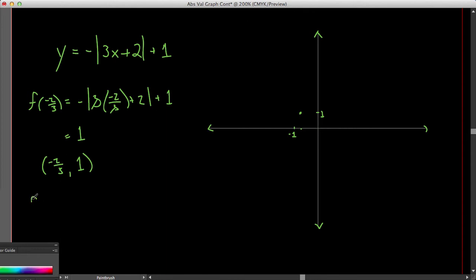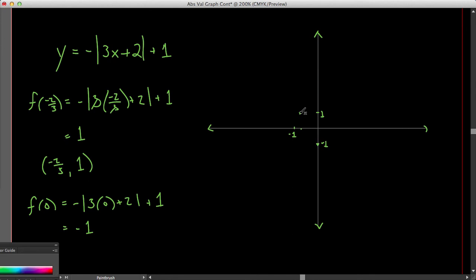So I'm going to find our function at x equals 0. And if we plug this in, we're going to be left with negative absolute value 3 times 0 plus 2, close absolute value, plus 1. And then 3 times 0 is 0, plus 2, absolute value 2 is 2, -2, plus 1 is -1. So we're left with -1. So our y-intercept is going to occur at a y value of -1. So I could put -1 here and make a point.